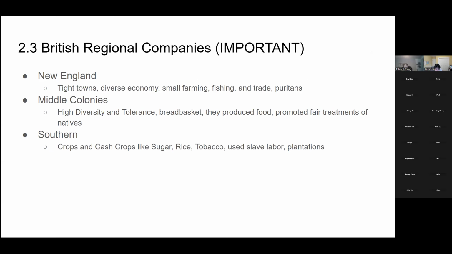And I think this is one of the most important things in the first two units. If you were to know one thing, this is the one thing that you should know, the differences between these three colonies. So would anyone like to type in chat if they can share any of the differences that they know of so far?